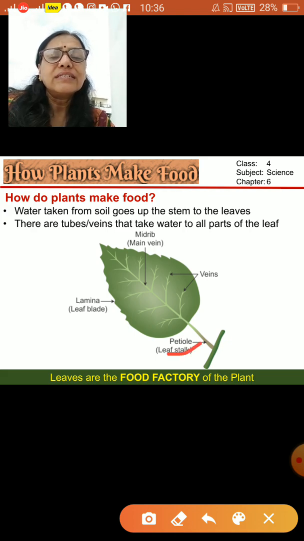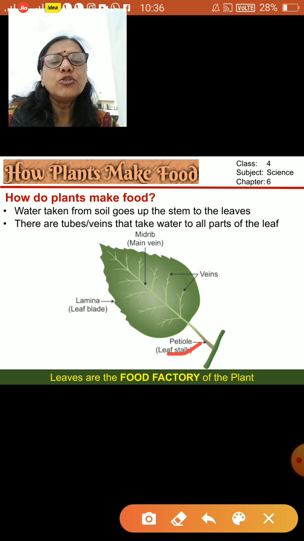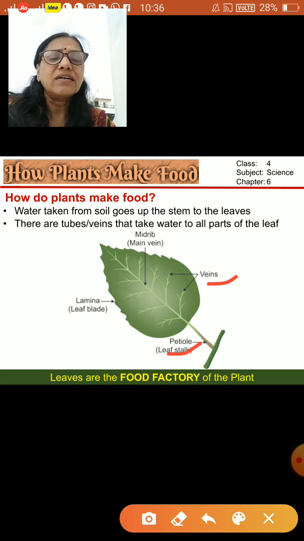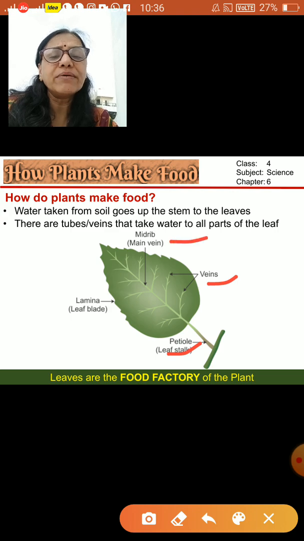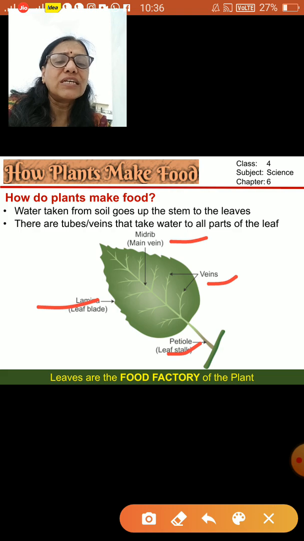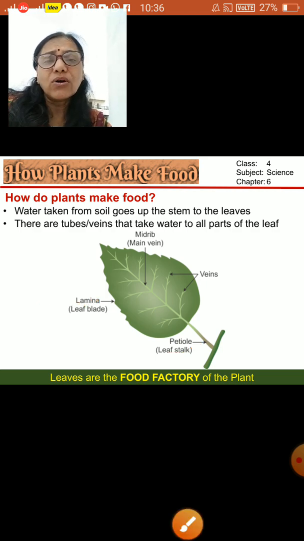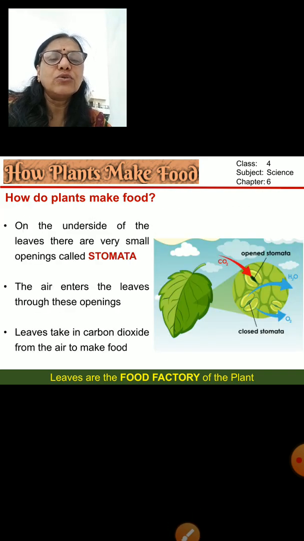Okay, here small tubes are seen on the surface of the leaf. They are called veins. Here a main vein is there, in the center. It is called midrib, and here is the leaf blade, also called lamina. So these are the four parts of the leaf surface. This is called the tip of a leaf. Okay, so this is the structure of a leaf. We will do a small activity depending on this.